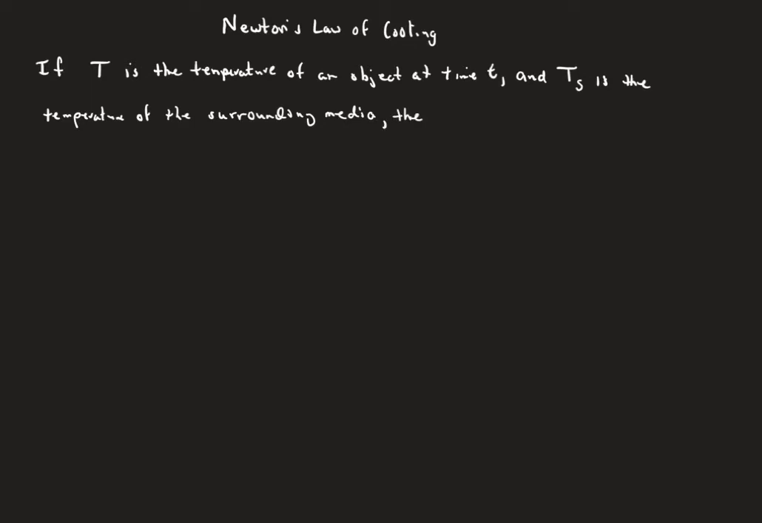Then what we get is that dT/dt, the rate of change of the temperature with respect to time, is going to be some constant times the temperature of that object minus the temperature of the surrounding media. So, for example, if you take a hot cup of coffee outside in the middle of winter, the capital T is going to be the temperature of the coffee, and T sub s is going to be the temperature of the surrounding air. So the change in temperature will be some constant times the difference between the temperature of the cup of coffee and the temperature of the cold air.